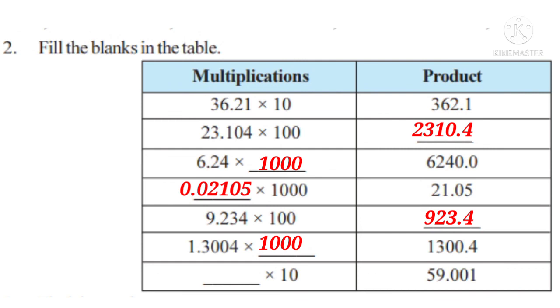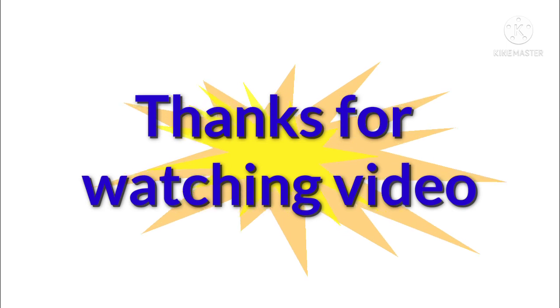Now last problem. Observe that the decimal place is on the right side of 9. To get the first number, we should shift the decimal place to the left side of 9 because the number is multiplied with 10 which has only 1 zero. So the answer is 5.9001.